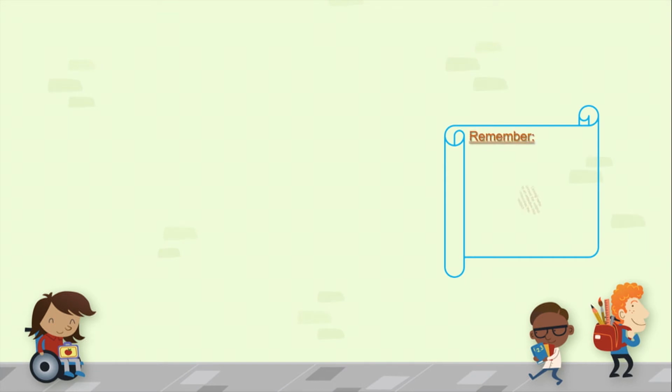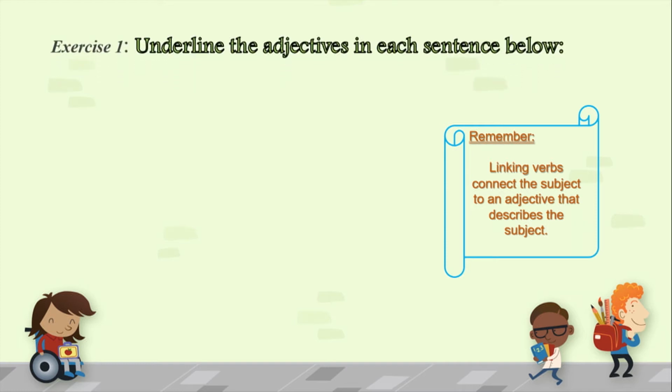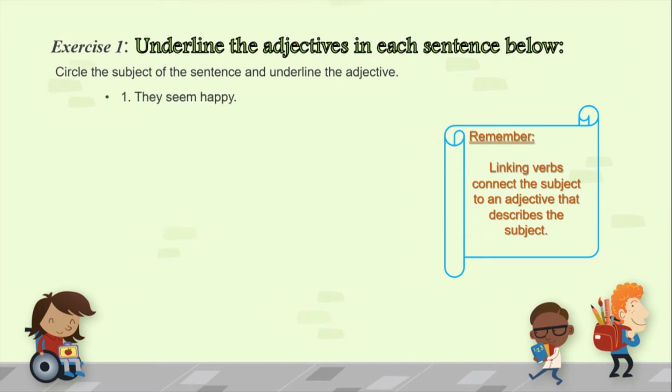So let's see if we can remember. When it comes after the verb, we have to look for a subject. So here we have to underline the adjectives in each sentence below. Circle the subject of the sentence and underline the adjective. You all think we can do that? Let's look. They seem happy. What's the subject? They. And what's the adjective? Happy. The girl is beautiful.